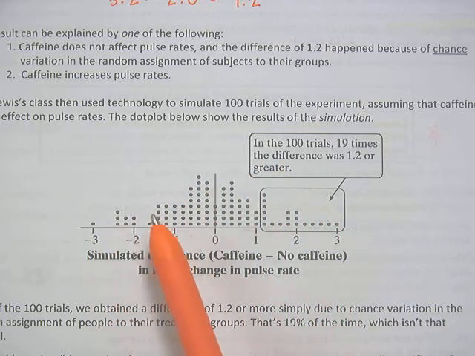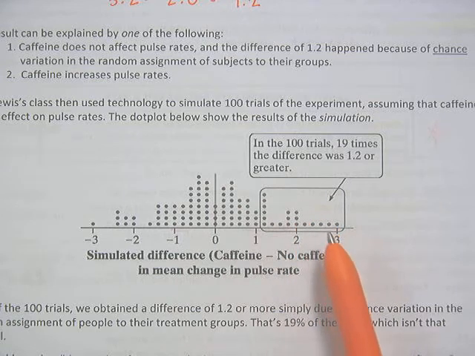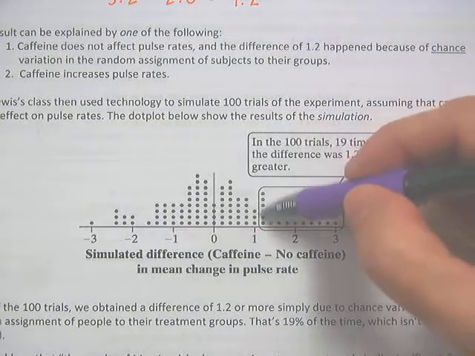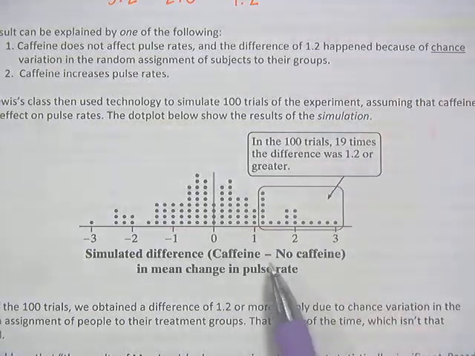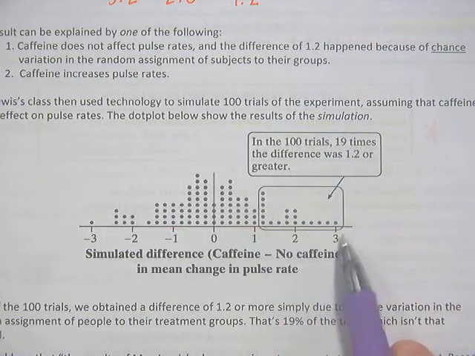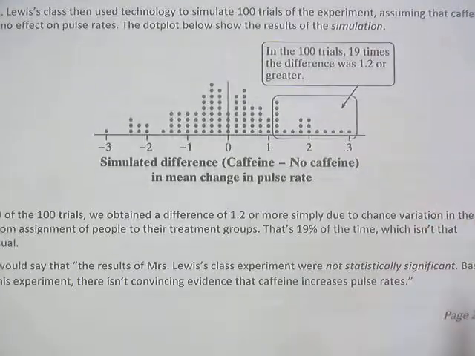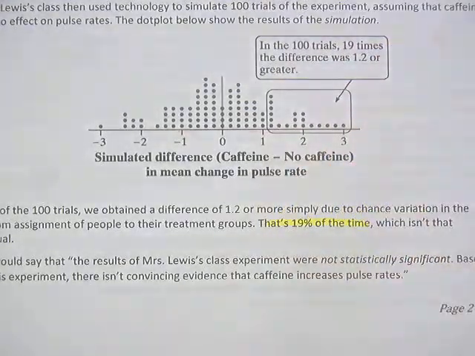But it turns out if we perform this caffeine experiment lots and lots of times, 100 different times, that answer that we got in Mrs. Lewis's class of 1.2, well, that ended up happening this many times out of 100. 19 different times that happened. That's 19% of the time that this experiment gave results like what we got, or even higher than that. There was even a larger difference.